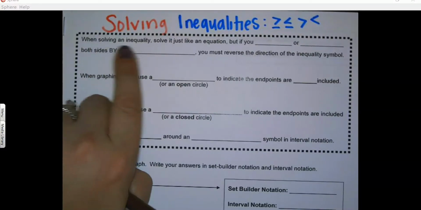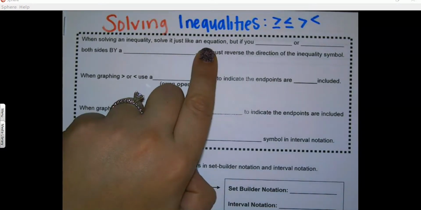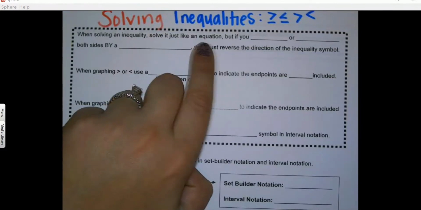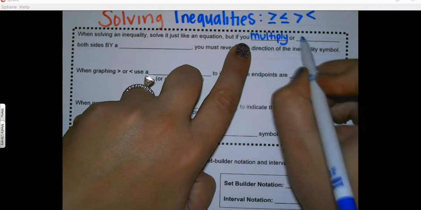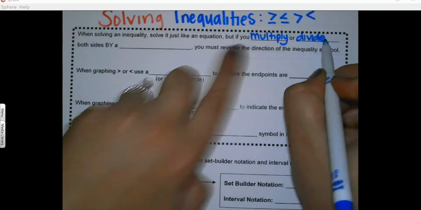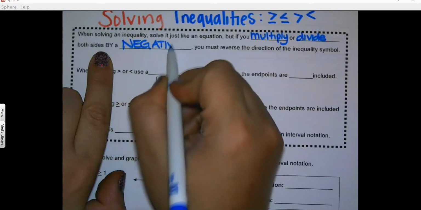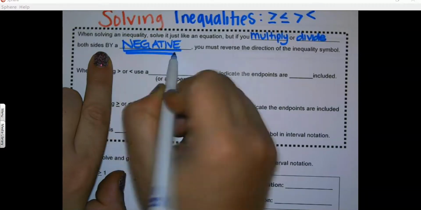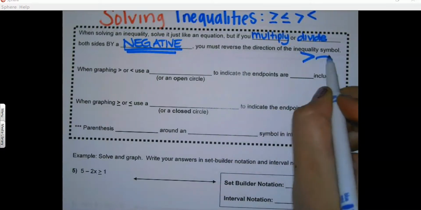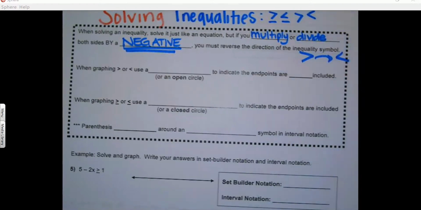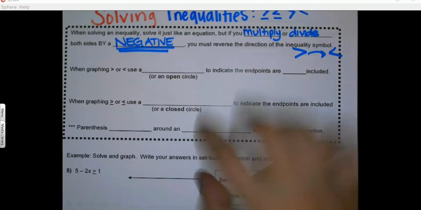When solving an inequality, solve it just like an equation. You're going to do it just like the previous 4 problems in our note packet. But if you multiply or divide both sides by a negative, you must reverse the direction of the symbol. If it looks like that, you have to change it to going like this. You have to switch the sign. We're going to come back and fill this out when we're ready for graphing.